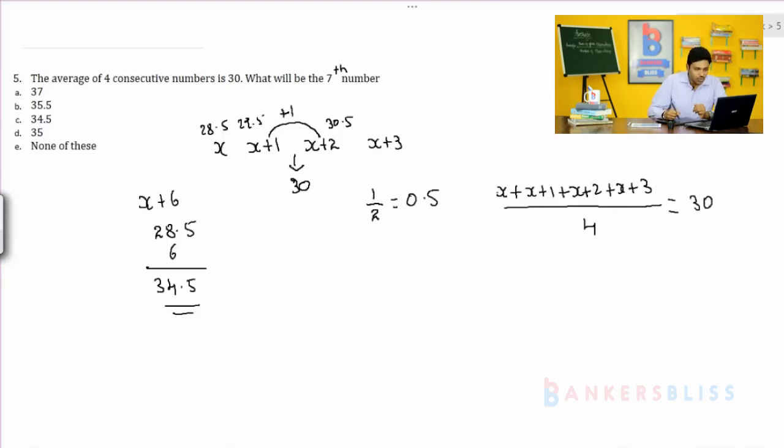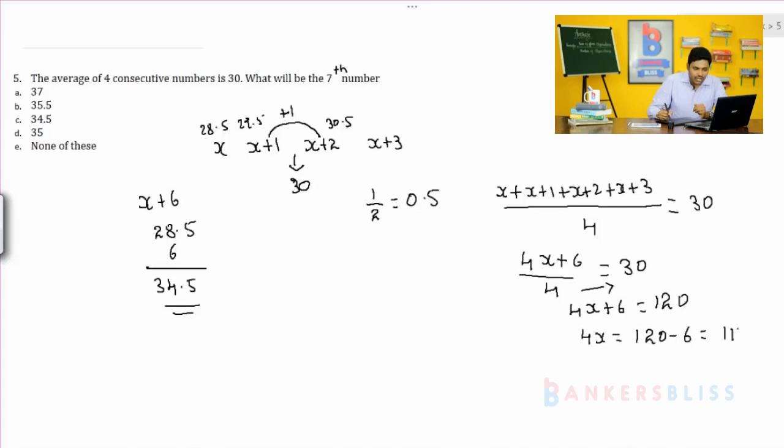How many x are here? 1, 2, 3, 4. So 4x plus 1 plus 2, 3, 3 plus 3, 6 divided by 4 is equal to 30, whereas 4x plus 6 is equal to 30 into 4. So 120, whereas 4x is equal to 120 minus 6, which is equal to 114, whereas x is equal to 114 by 4. So if you solve, you will get 28.5. After that you have to add 6.